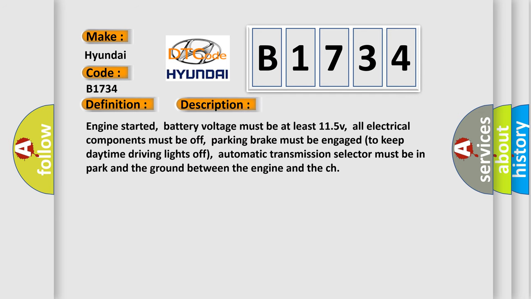And now this is a short description of this DTC code. Engine started, battery voltage must be at least 11.5V, all electrical components must be off, parking brake must be engaged, daytime running lights must be off, automatic transmission selector must be in park, and the ground between the engine and the chassis.